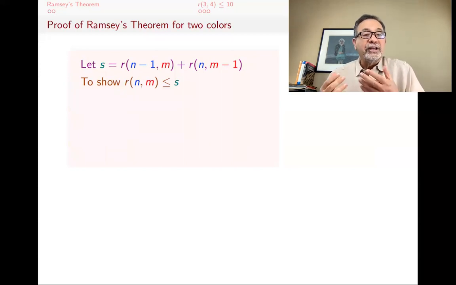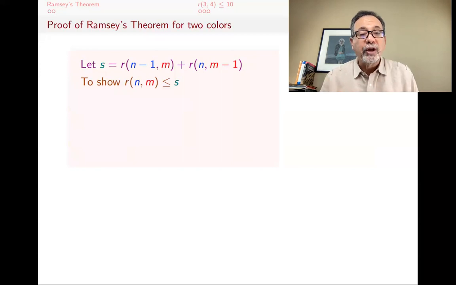R(n,m) isn't necessarily equal to S, the sum of these two numbers, but it's going to be less than or equal to S. So what does that mean? Think about that for a second. How would I show that? Stop the video. Think about, do you understand what I'm talking about so far? Or does it just sound like gibberish?